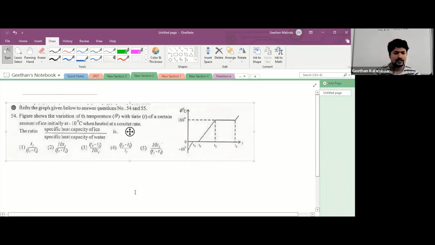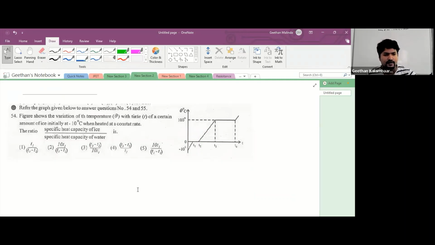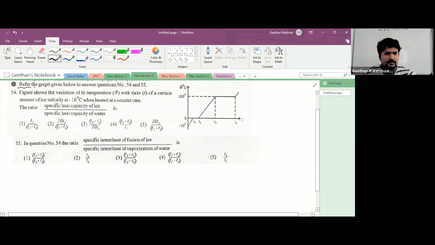So we are going to do question numbers 44 and 45. Refer to the graph given below to answer questions number 44 and 45. 44 says, figure shows the variation of the temperature theta with time t of a certain amount of ice initially at minus 10 degrees Celsius when heated at a constant rate. The ratio of specific heat capacity of ice to the specific heat capacity of water.